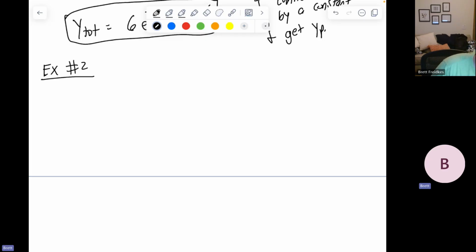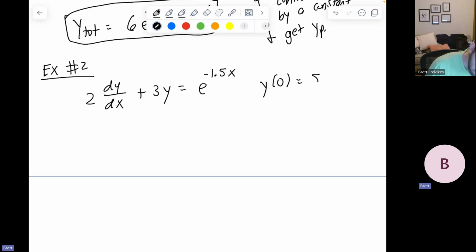So let's say I give you a different differential equation: 2 dy dx plus 3y is equal to e to the negative 1.5x. So very similar. But the big thing here is if you compare this to the other one, the only thing I changed was this exponent. You might be thinking ahead, oh, that looks kind of similar to our homogeneous. That was done by design to demonstrate this.